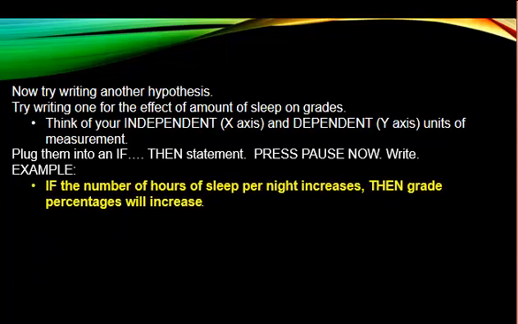Okay, there it is. If the number of hours of sleep per night increases, then grade percentages will increase. Of course, experiments can test in more advanced ways with the use of fancy stats, but we're not there yet.